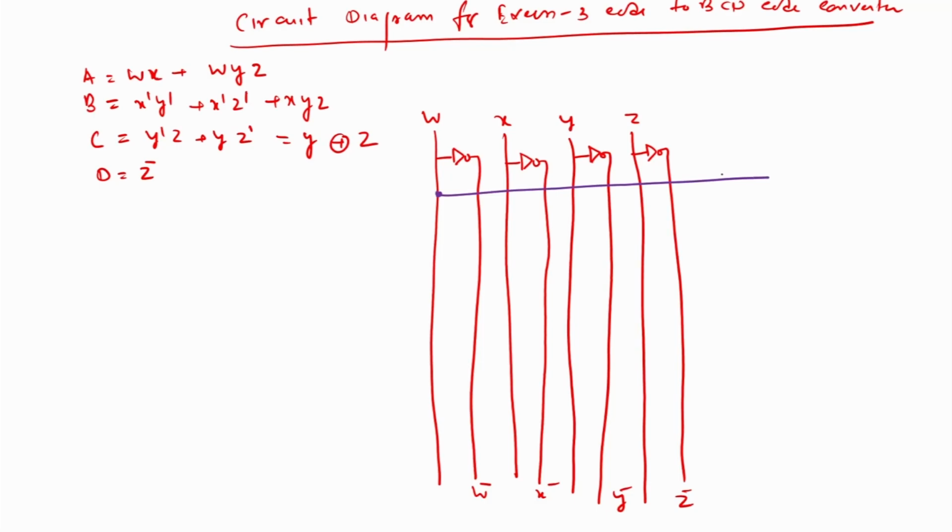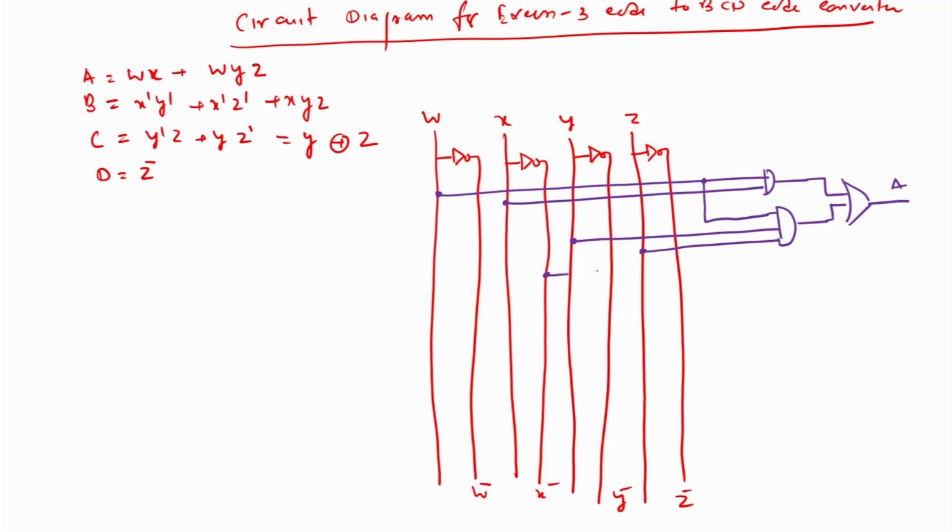Then what happens, the first term of output A is equal to W x. W is taken from here, x is taken from here, and both are connected using an AND gate, this represents W x. Another term is W y z: W is taken from here, y from here, and z from here, all connected through an AND gate. When these two outputs are connected using a 2 input OR gate, that represents the output A. Similarly, when we find the value of output B, x complement is taken from here, y complement is taken from here, and both are connected through an AND gate.